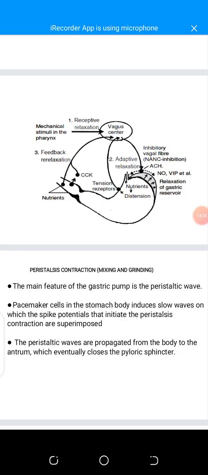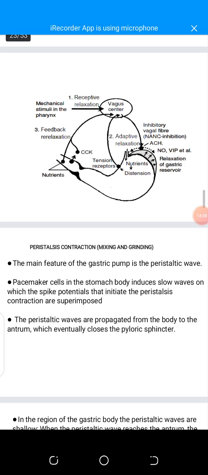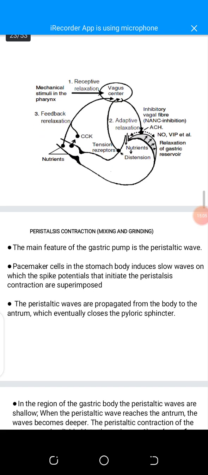Afferent impulses are transmitted through the afferent vagal nerves to reach the vagal center. These impulses are integrated in the vagal center, and efferent impulses are also transmitted through the inhibitory vagal fiber, and through the release of mediators such as nitric oxide and vasoactive intestinal peptide and the likes, the adaptive relaxation takes place within the what? The stomach.